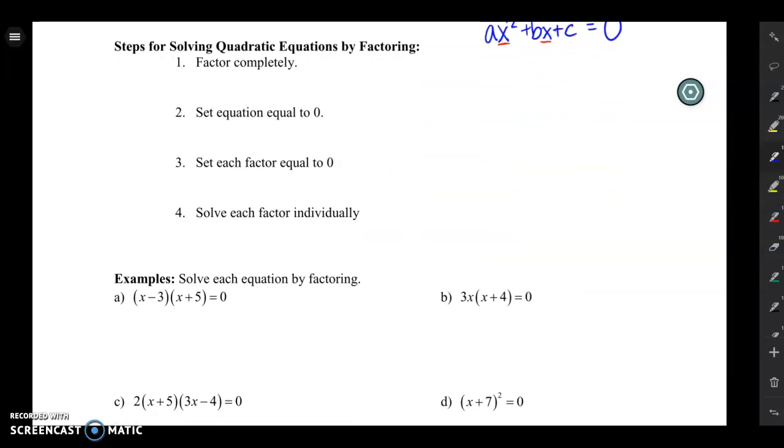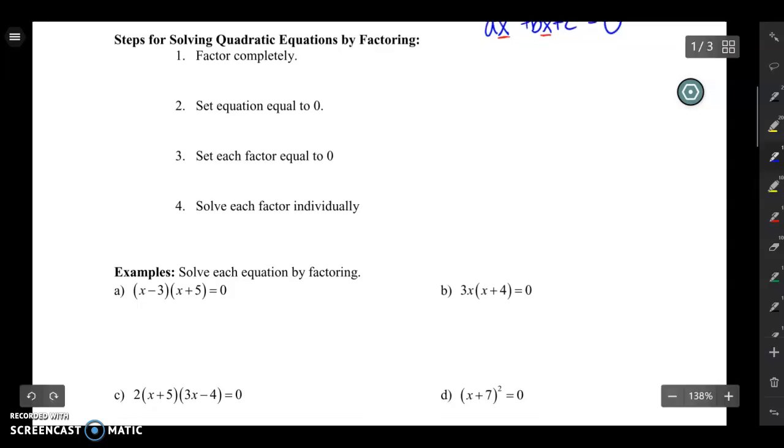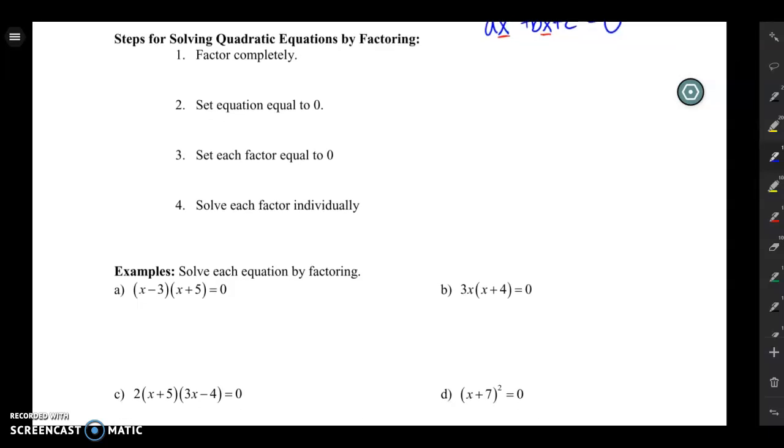One is you factor it completely, just like you learned last unit. Then you set the equation equal to 0. Then you set each factor equal to 0, and then you solve each factor individually. Okay? So let's take a look at what that might be. We'll look at this example A down here. Now in A, I was nice because I already did the first step for you and I factored it. So the next thing to do is to set it equal to 0, which I actually already did that too. So I did the first 2 steps for you.